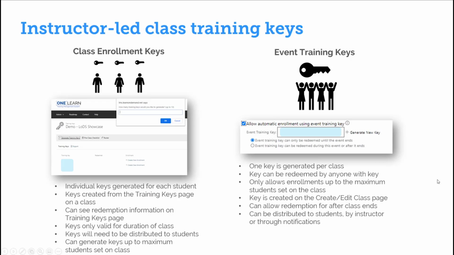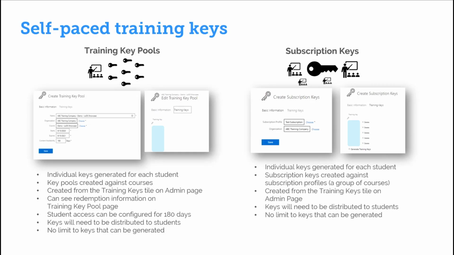You can also set event keys to show on all classes that you create as an organization default, so you don't have to worry about setting the key up each and every time. Both class enrollment keys and event keys are great for enrolling students into classes, but training keys are not limited to only classes that are instructor-led. We also have two types of keys for getting students into self-paced training as well.